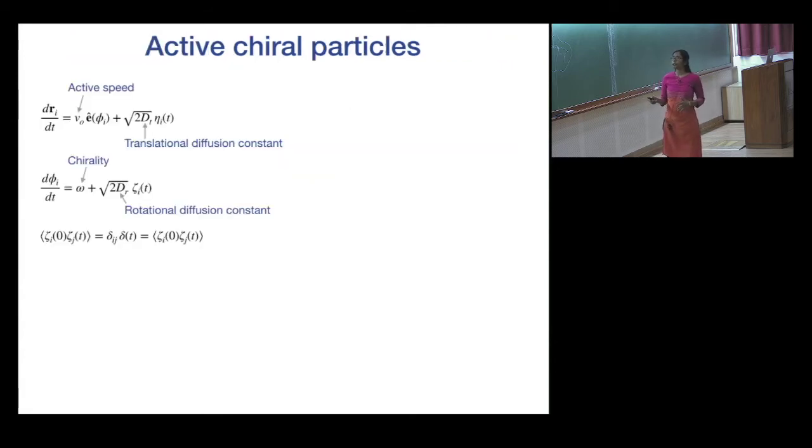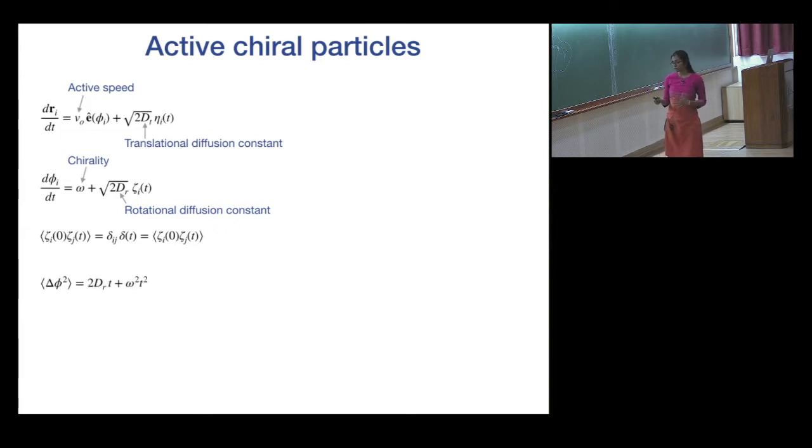To model this kind of system, these are the equations of motion of the particle: this is the position equation, the R equation, and this is the equation for the internal orientation. You can see there are an active speed term, a translational diffusion constant, chirality, and the rotational diffusion constant. So given the experimental data, our aim is first to get these active parameters.